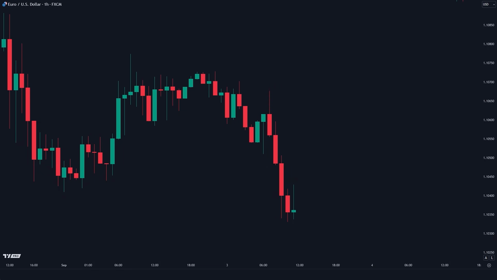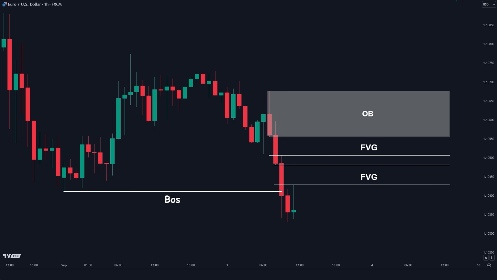Here, we have the euro-dollar pair on the 1-hour chart. The latest impulsive move has broken below this level, signaling strong bearish momentum and the potential for further downside movement. This move has created 2 FVGs, and we mark the candle that initiated these gaps as our order block zone. All of these zones can act as potential supply areas for a selling opportunity.